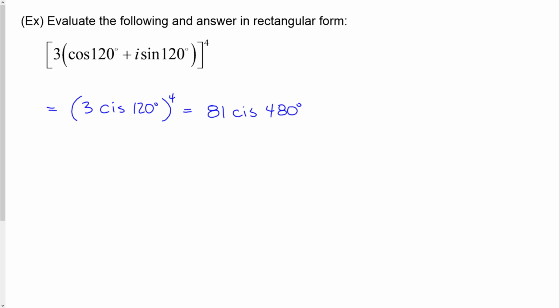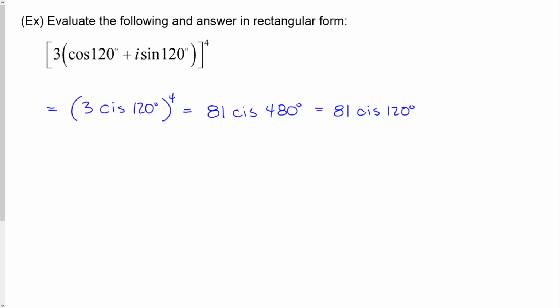And that's not in the range from 0 to 360. So if I take 480 minus 360, I get 120. Strangely enough, that's just a coincidence there. So 81 cis 120 degrees.